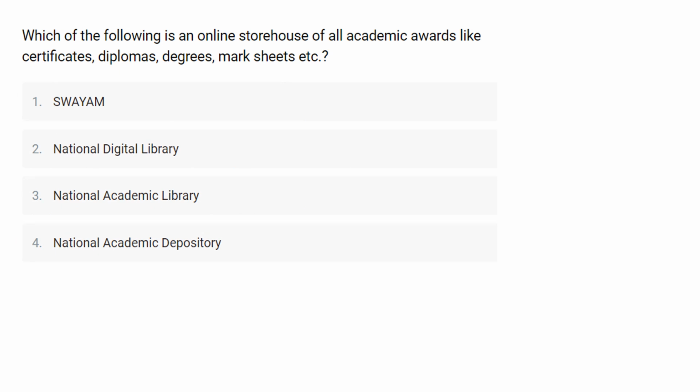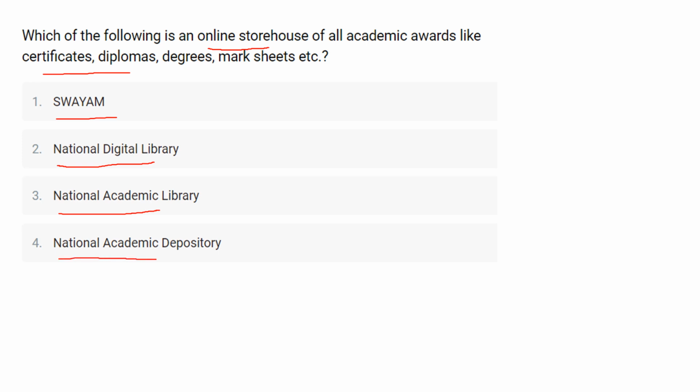Which of the following is an online storehouse of all the academic awards like certificates, diplomas, degrees, mark sheets, etc.? So here in this question they ask you which of the following is an online storehouse for all the academic awards like certificates, diplomas, degrees, mark sheets. Okay, for which the first option here is Swayam, second option is National Digital Library, third option is National Academic Library, and the last one is National Academic Depository.